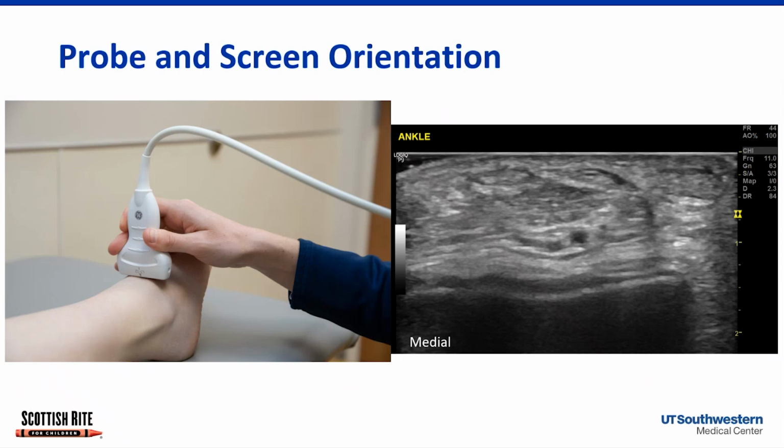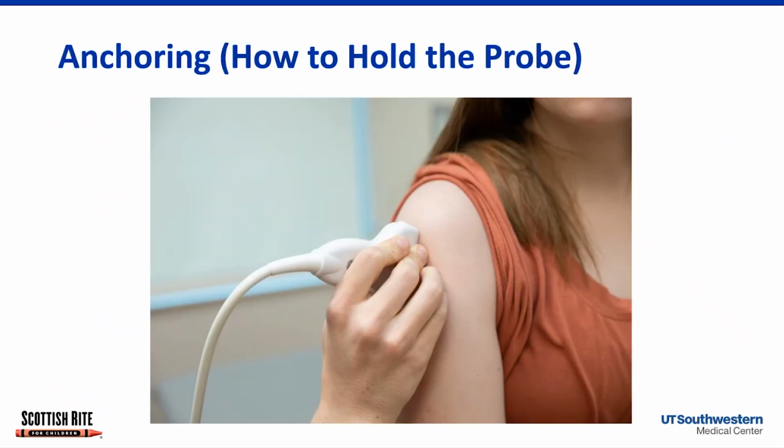Sometimes for me, it makes sense not to follow those rules when I'm looking at something. It makes sense in my brain to have the probe this way as opposed to the other way, okay? The second thing is what we call anchoring. So how do you hold the probe? If you look at this picture here, there are maybe 2.5 fingers on the probe, and then at least 2 fingers on the patient, right?